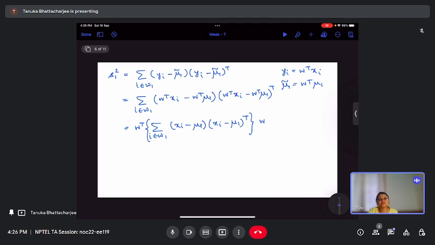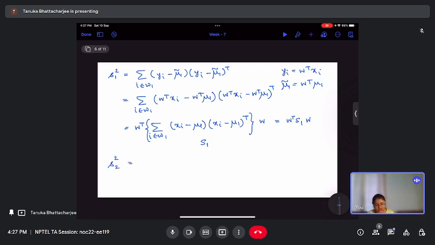This is nothing but the scatter of the original d-dimensional data points xi belonging to the class omega 1. So, we can denote this by capital S1, which is the intra-class scatter of class omega 1 in the original d-dimensional space. So, the intra-class scatter for class omega 1 in the projected space becomes w transpose S1 w. Similarly, you have to compute for the other class, since here we are considering two classes for simplicity.